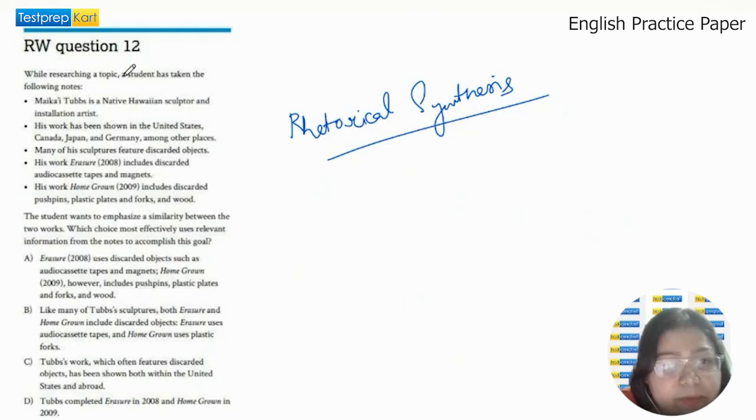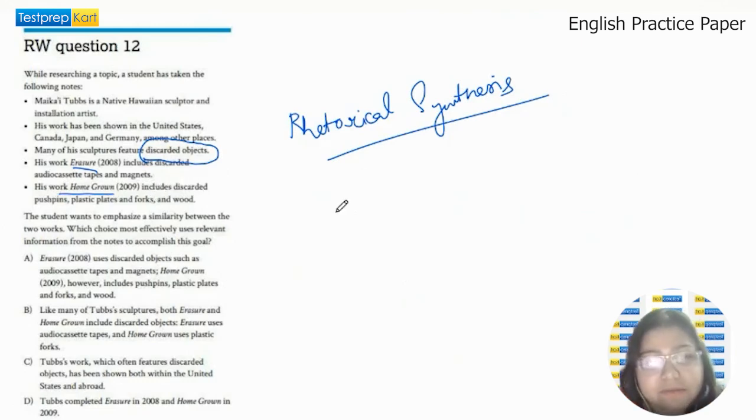While researching a topic, a student has taken the following notes. Maikai Tubbs is a native Hawaiian sculptor and installation artist. His work has been shown in the US, Canada, Japan, and Germany, among other places. Many of his sculptures feature discarded objects. His work, Erasure, includes discarded audio cassette tapes and magnets, and his work, Homegrown, includes discarded push pins, plastic plates, forks, and wood.